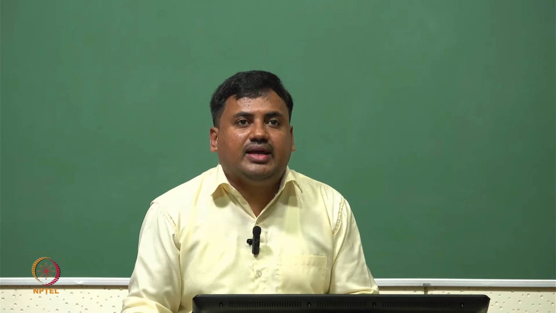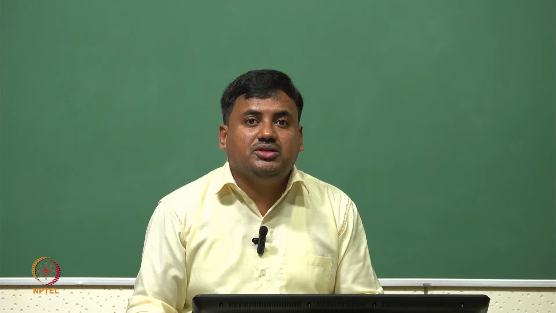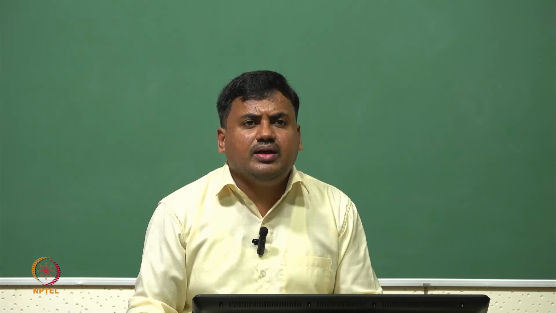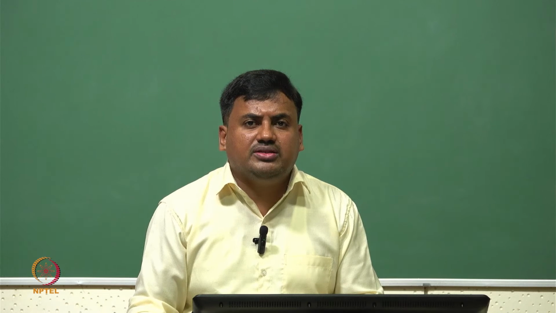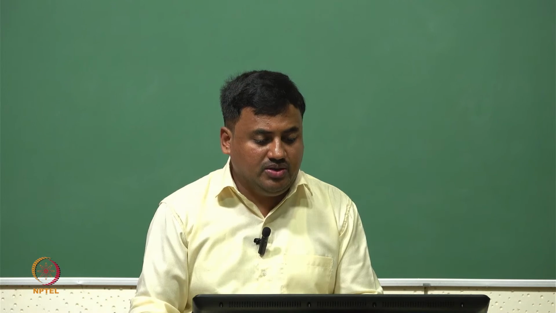Another chart is the cycle chart. Cycle graphs are charts that typically compare a small unit of time, such as weeks or months, across multiple year frames. They are most commonly used to display seasonal trends, and are also known as cycle diagrams, a visual representation of a repeating process. Cycle plots are small comparison charts that consolidate the charts using the same scale.